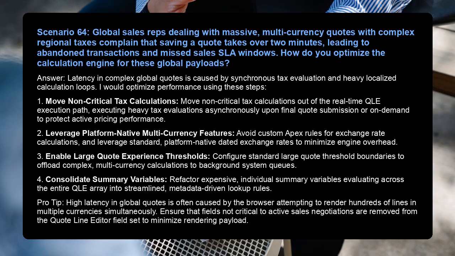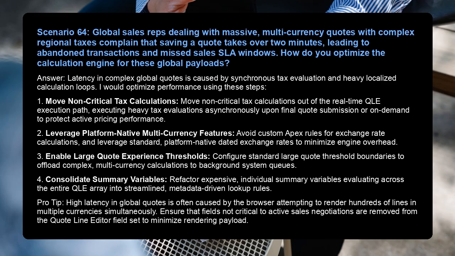1. Move non-critical tax calculations. Move non-critical tax calculations out of the real-time QLE execution path, executing heavy tax evaluations asynchronously upon final quote submission or on demand to protect active pricing performance. 2. Leverage platform native multi-currency features. Avoid custom Apex rules for exchange rate calculations, and leverage standard, platform-native dated exchange rates to minimize engine overhead.